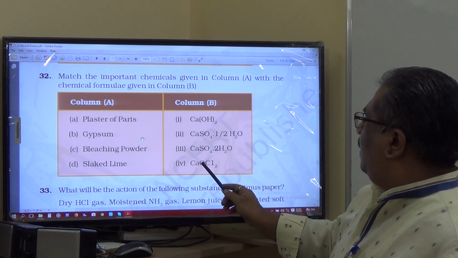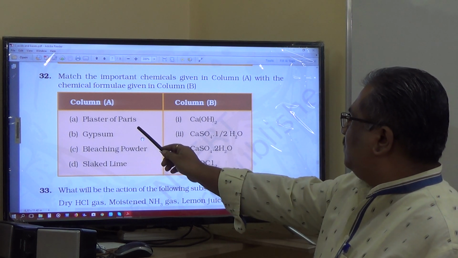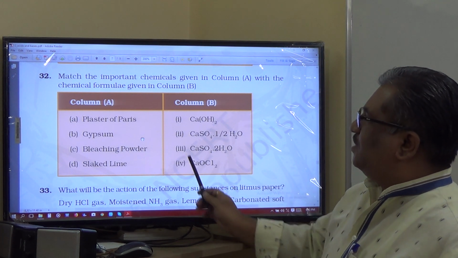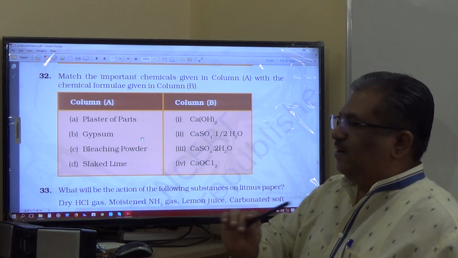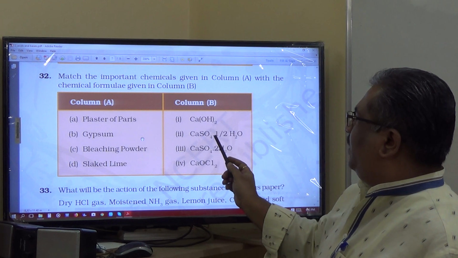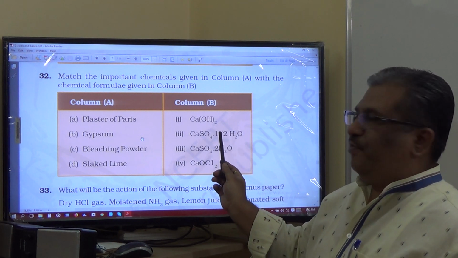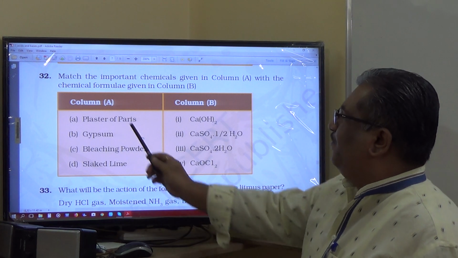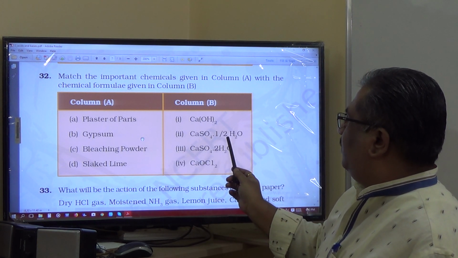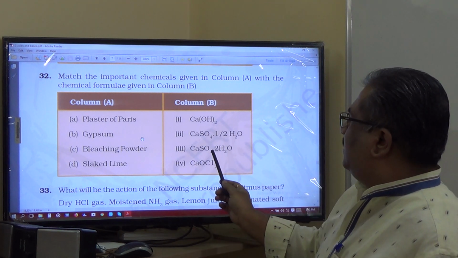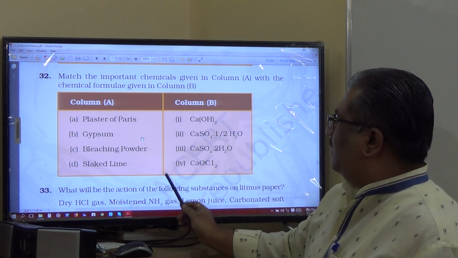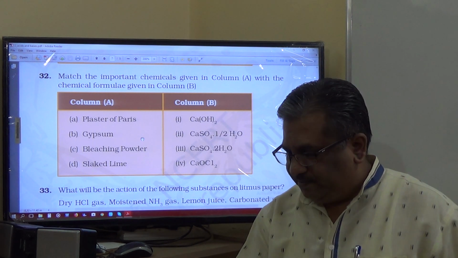Bleaching powder. What did I say first? Plaster of Paris. Did I say calcium oxychloride? It is wrong. Dear students, let me address this once again. I think I must have made a mistake. I'll check here. Plaster of Paris is calcium sulfate hemihydrate, CaSO4 into half H2O. Sorry, I made a mistake. Gypsum, calcium sulfate dihydrate. Bleaching powder, calcium oxychloride. Slaked lime, calcium hydroxide solution. Perfect.